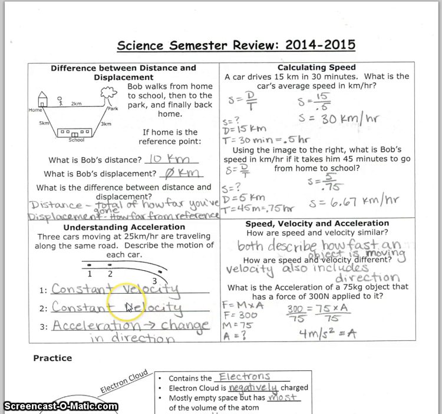Over here then, 3 cars moving at 25 kilometers per hour are traveling along the same road. Describe the motion of each car. Well, this car is moving 25 kilometers per hour, so is this car, so is this car. So car 1 and 2 actually have a constant velocity because their speed is constant at 25 kilometers per hour, and their direction is also constant. They're going straight. Car 3, however, is on the turn of the road. So even though he's got the same speed as the rest of the cars, he has a different velocity because his direction is different. So car 3 is actually accelerating because of his change in the direction.